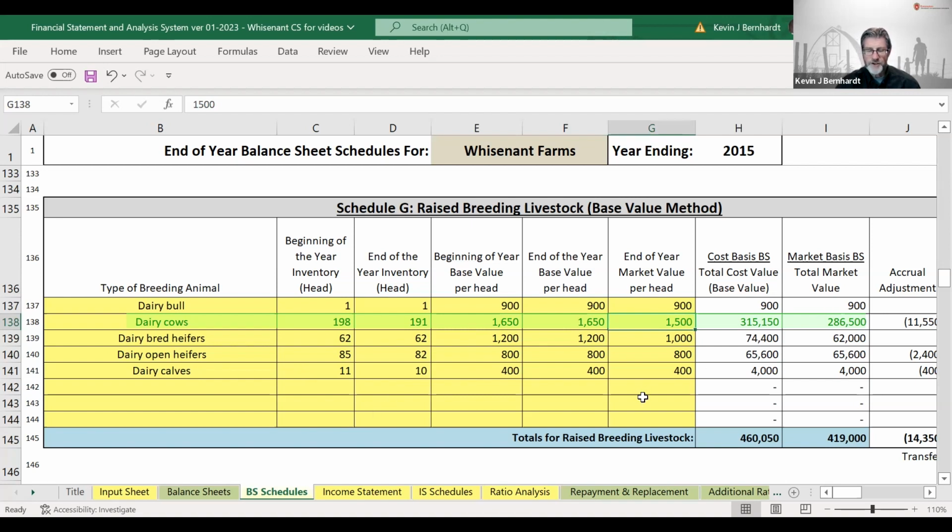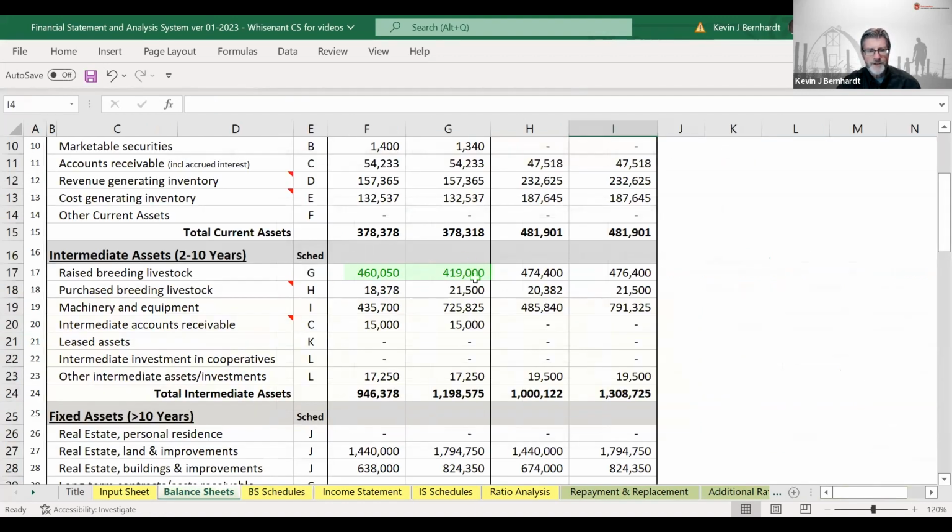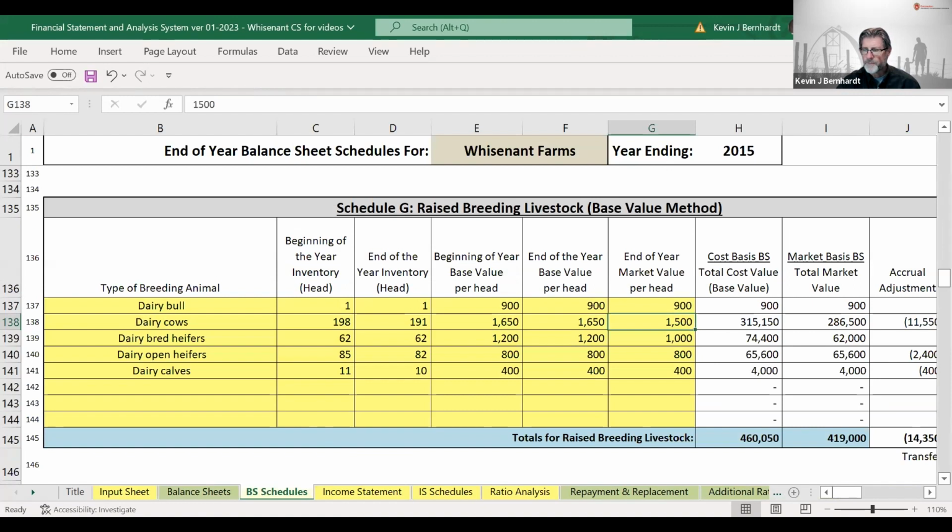Once all that information is filled in, the cost basis number is automatically calculated. The market basis number is automatically calculated. These all add up, as you can see down below, $460,050 on the cost basis side, $419,000 on the market basis side. If I go over to the balance sheet, you'll see those numbers there under raised breeding livestock. Okay, so we got them all in there. We got all the information in.